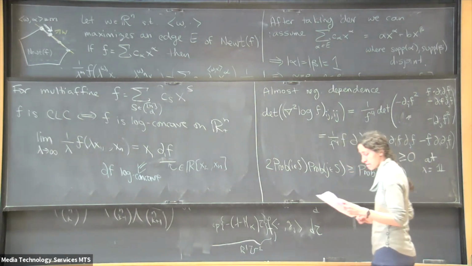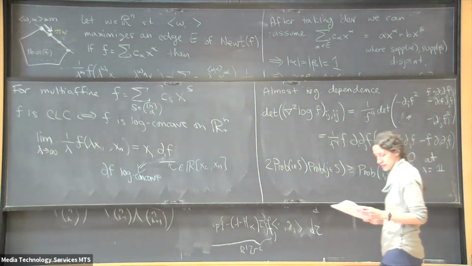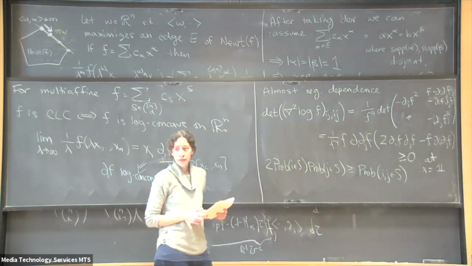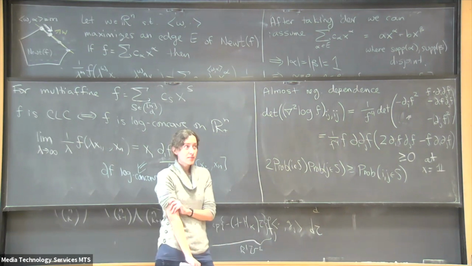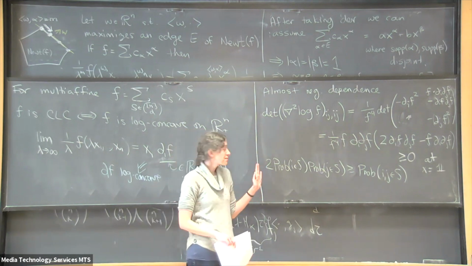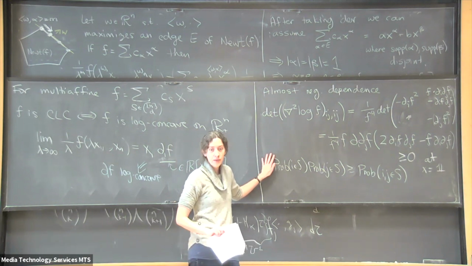You showed us that in the spanning trees it's 1, and I think for matroids in general it's not known. There are matroids that don't have negative dependence. So it's impossible to get this for all matroids.